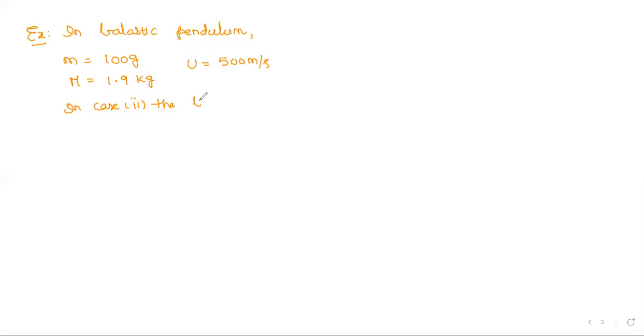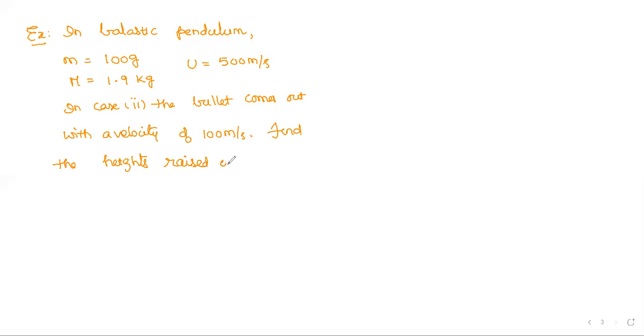In case 2, the bullet comes out with a velocity of 100 meters per second. Find the heights raised in both the cases. With the example, you will get more clarity, so better we take one example. Come to the solution.